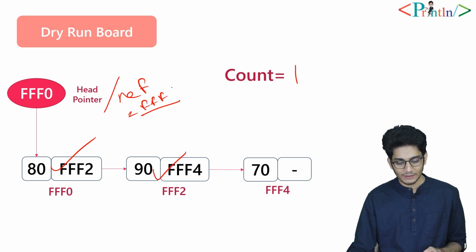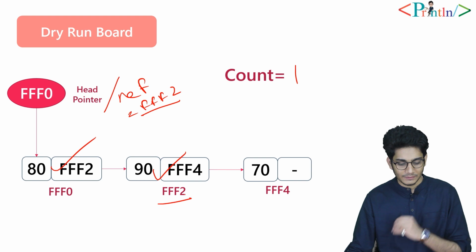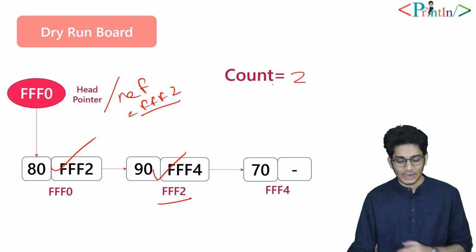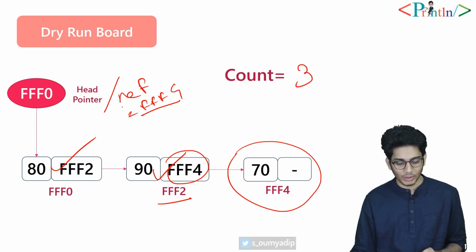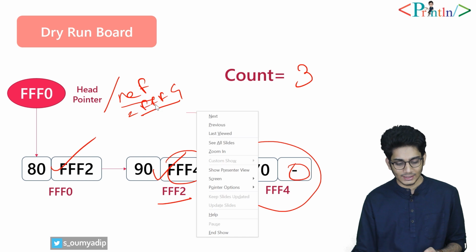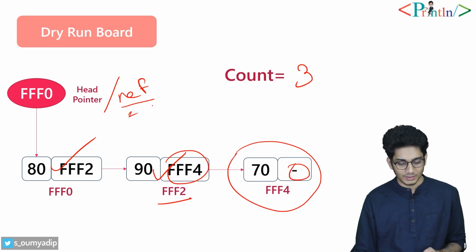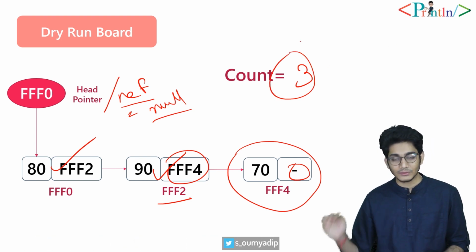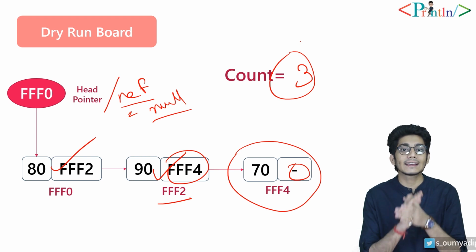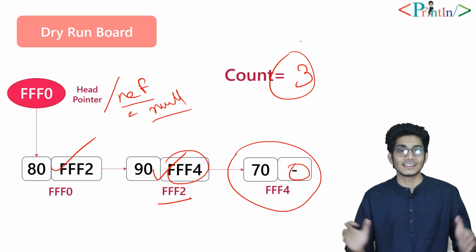Then we'll go here. Next it will be FFF2. The address of this node is FFF2. The count will be 2. Then we'll go to ref next. It will be FFF4. We'll go here, then we'll also increment the count, it will be 3. Then we'll move the reference pointer again. Then what is the next? It's null. Then the loop will be terminated. So how many elements do we have? We have 3 elements. So this is how we can count the elements of a single linked list.